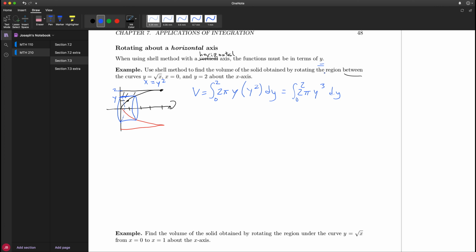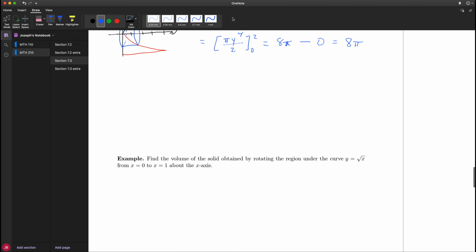Integrating, increase the power, divide by the new power. So you get pi y to the 4 over 2. Plug in 2. 2 to the 4th is 16, divided by 2 is 8. So it looks like we're going to get 8 pi minus, and then plug in 0. Everything's gone. So that's just 8 pi.